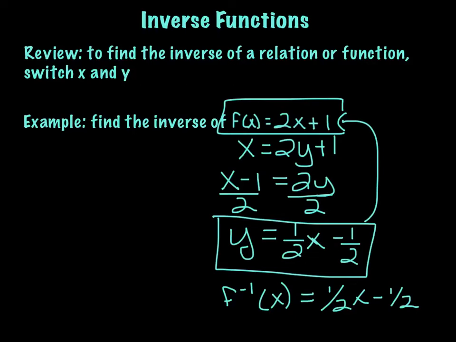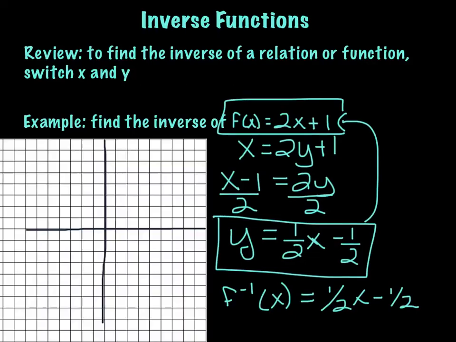And if we were to graph these, the original function has a y-intercept of 1 and a slope of 2. I'm going to have a hard time drawing a straight line with this stylus, but it's going to look like that. And then the second one has a y-intercept of negative 1/2 and a slope of 1/2. That one's going to be kind of difficult too, but it's going to look like this.